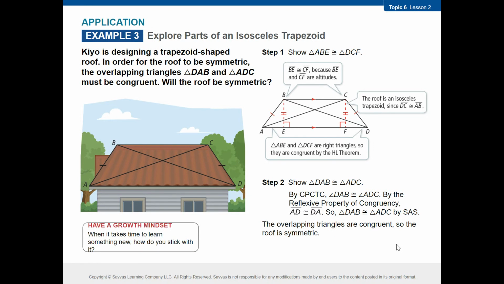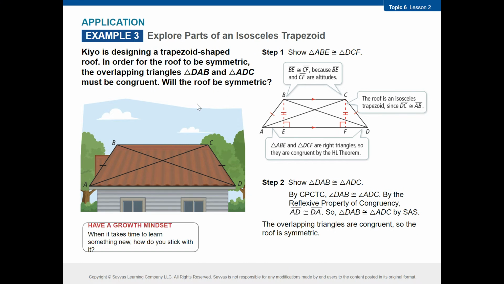Now let's take a look at number 3. It says explore parts of an isosceles trapezoid. Keough is designing a trapezoid-shaped roof. In order for the roof to be symmetric, the overlapping triangles, triangle DAB and triangle ADC, must be congruent. Will the roof be symmetric?